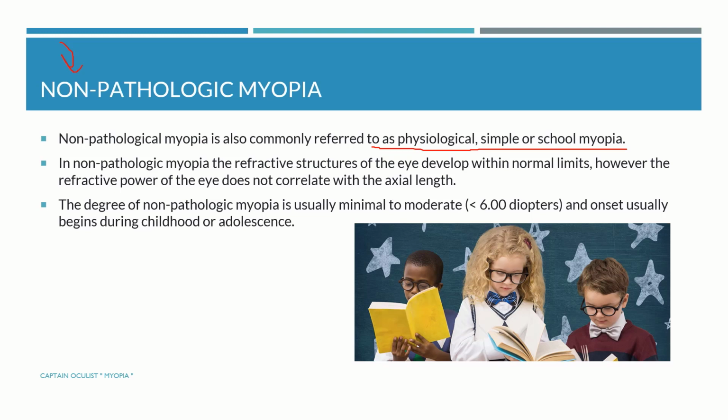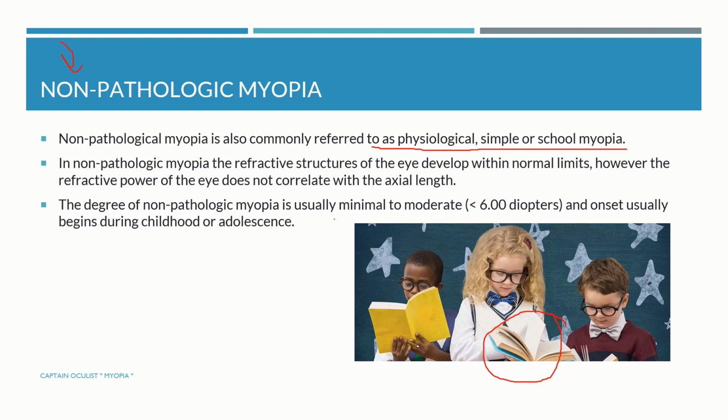And what does it mean? It is mostly found in children and teenagers who go to school or colleges, and they get their glasses due to their lifestyles. They are studious, or they study a lot. They do too much near work. That's why they have got myopia.